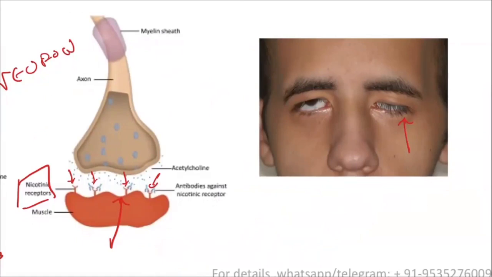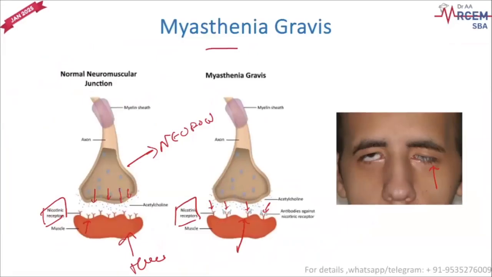Usually they will be saying, doctor, in the morning when I get up, I feel completely fine. Over the day, then I feel completely exhausted. I'm not able to open my eyelids at all. I cannot carry out any regular activities. This is the classical presentation of myasthenia gravis. That is the diagnosis of myasthenia gravis.